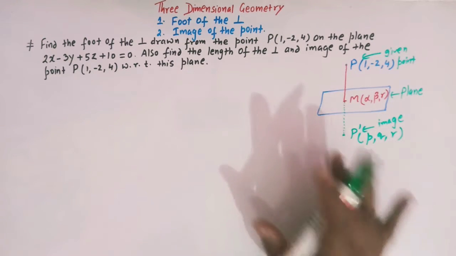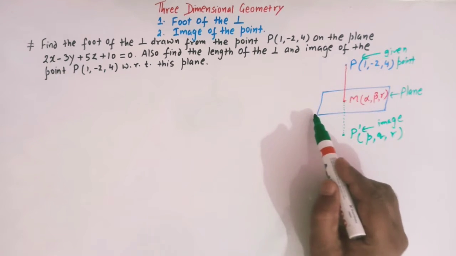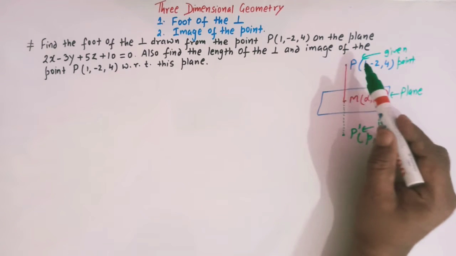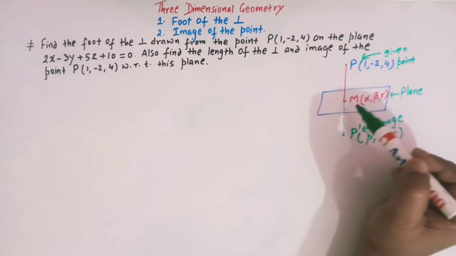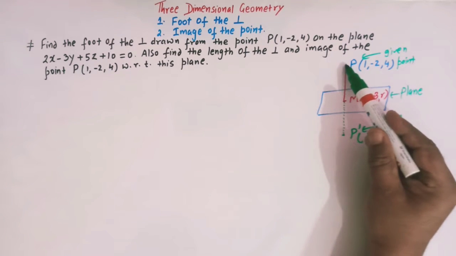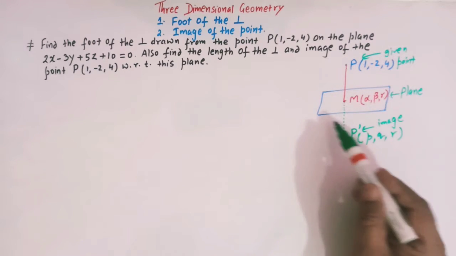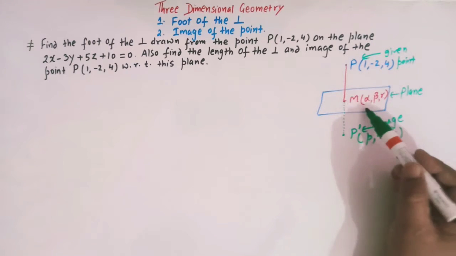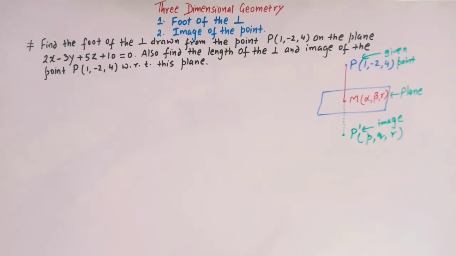So viewers, this is the situation. We are given a point P and a plane. We have to find the foot of the perpendicular M, which is the perpendicular drawn from this point P to this plane, and moreover we have to find the image of this point P with respect to this plane, and the image is P prime or P dash. So we have to find alpha, beta, gamma and p, q, r.